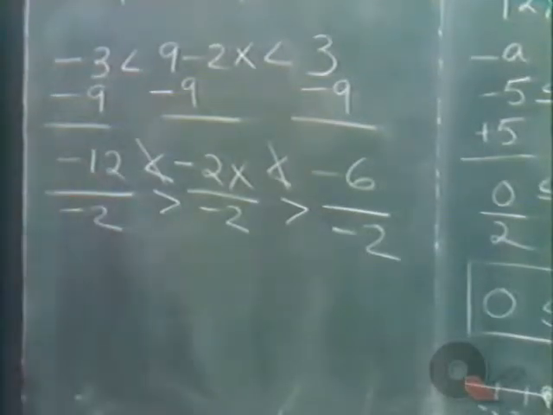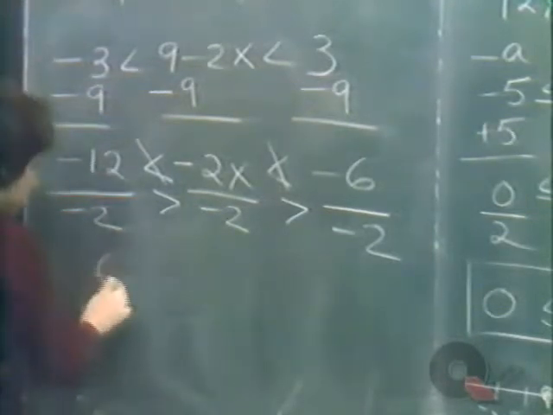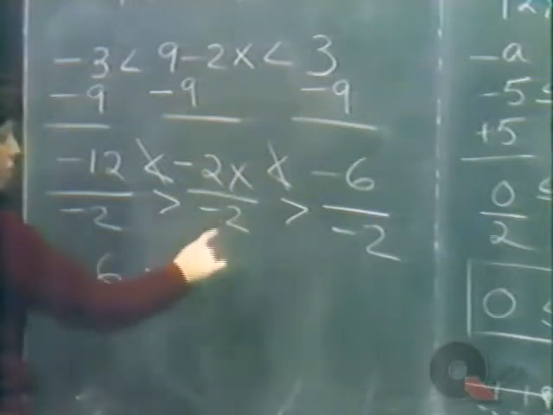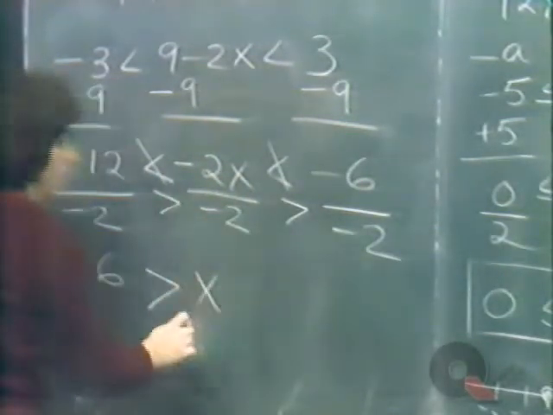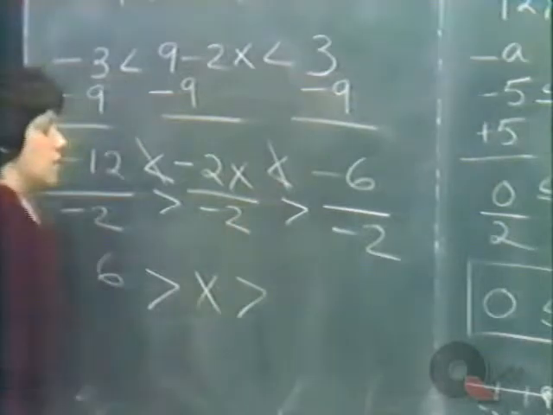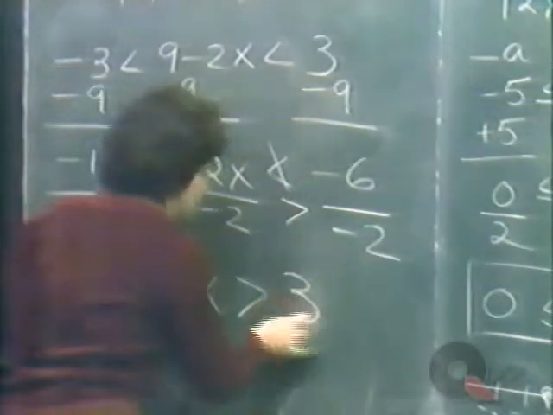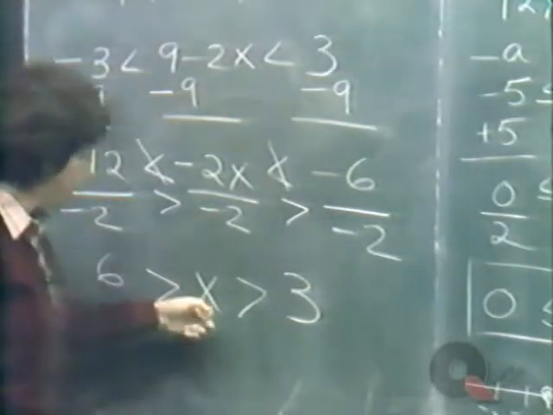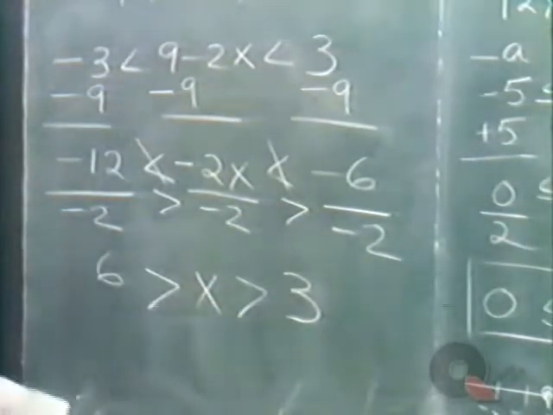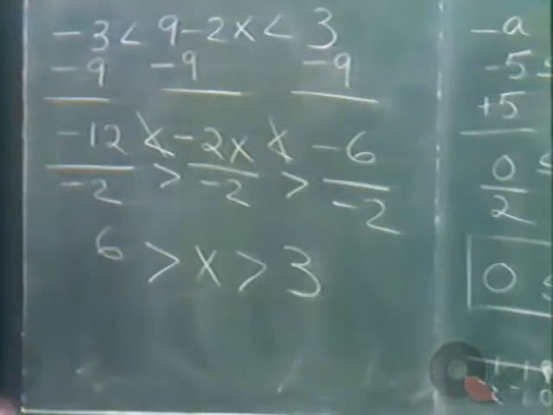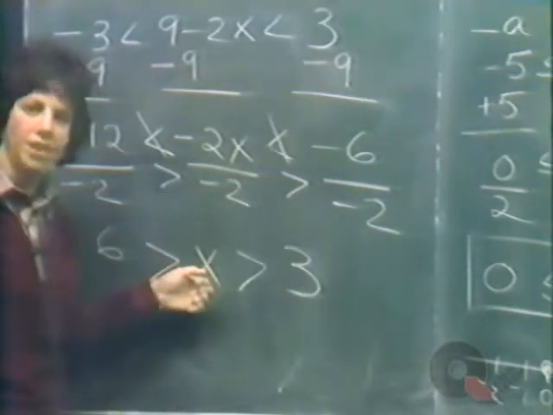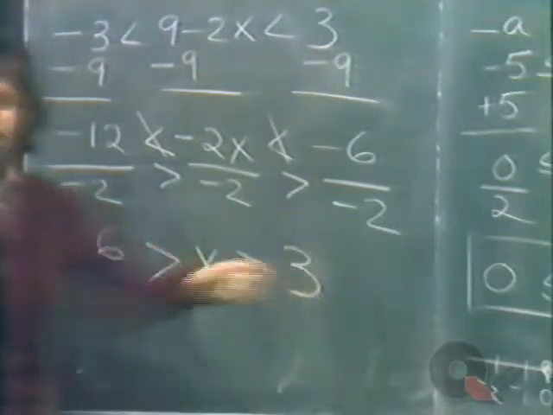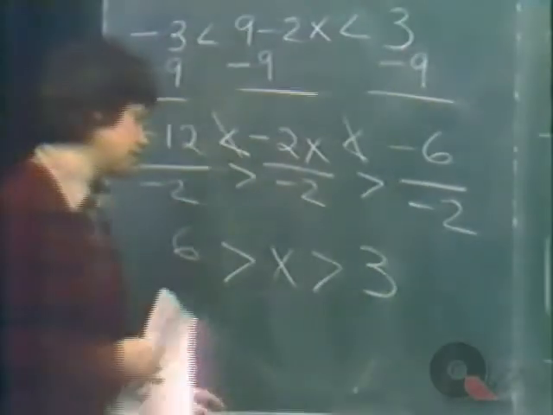Okay, minus 12 over minus 2, that's plus 6, greater than minus 2x over minus 2, the minus 2's cancel, greater than x, greater than minus 6 over minus 2, that's plus 3. Okay, 6 is greater than x, and x is greater than 3. Now, this is sort of the opposite way we usually write it. 6 is greater than x means x is less than 6, and x is greater than 3. That is, x is stuck between 3 and 6.